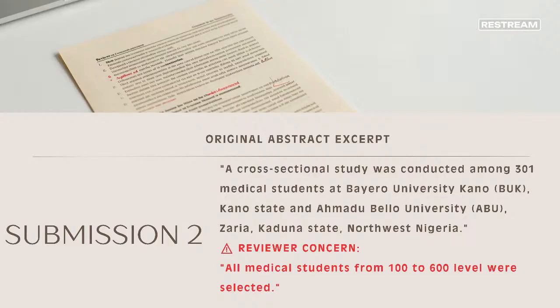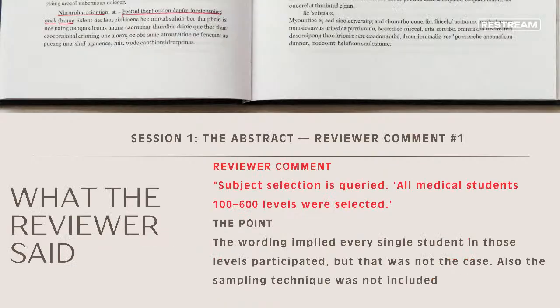If we are saying that all medical students from 100 level to 600 level, that means all of them were included in the study. And that's not what we did. We did not sample all medical students. Medical students in those two schools, I think, are more than 1,000, close to 2,000. But the people that participated in our research was only, I think, 301. So that means not all medical students from 100 level to 600 level were selected. So we did not write it well. The way we wrote it was actually wrong, even though we did everything right. And also, the sampling technique was omitted. We didn't include the sampling technique.